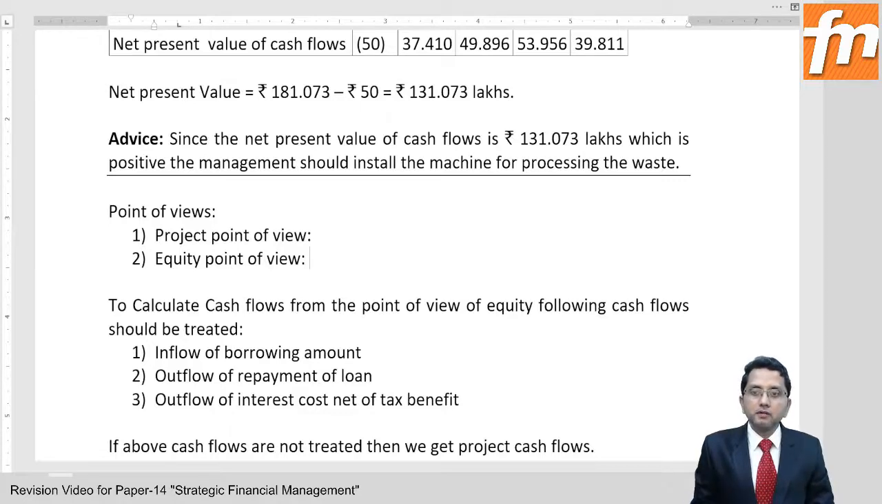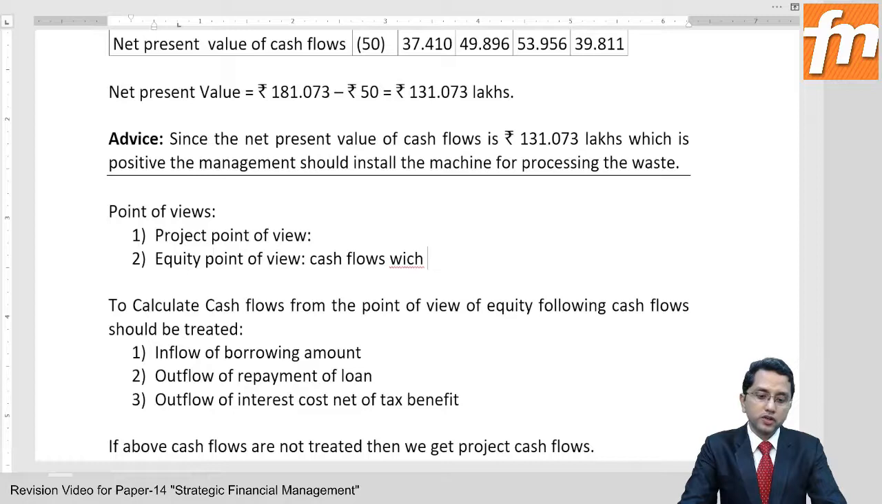In a project point of view, we simply try to calculate the cash flow which is available to the company as a whole. In equity point of view, we try to calculate the cash flow which is available to equity shareholders after making payment to other financiers.